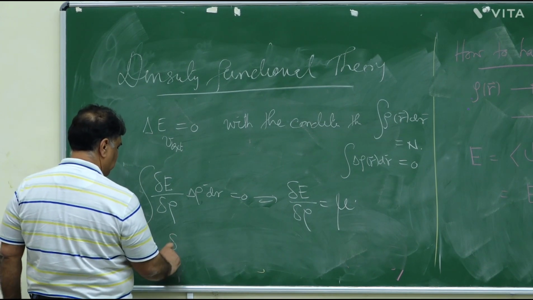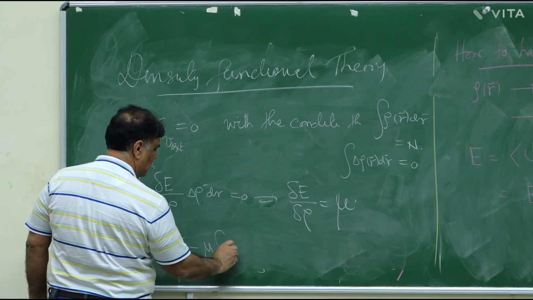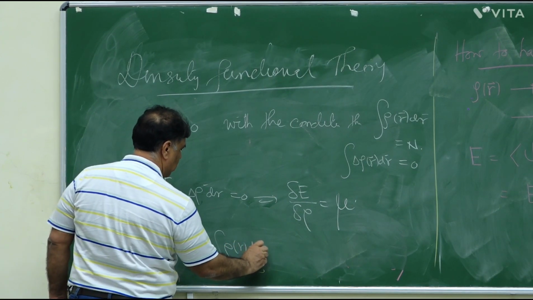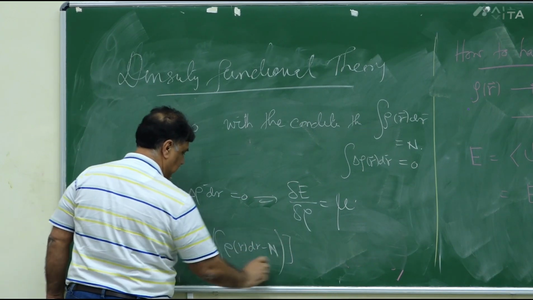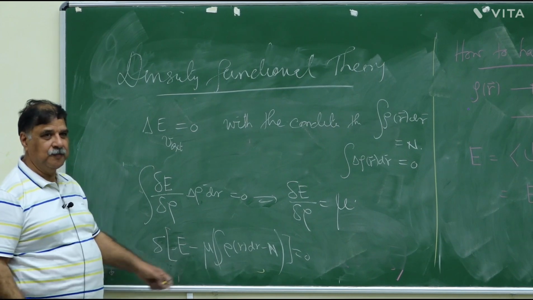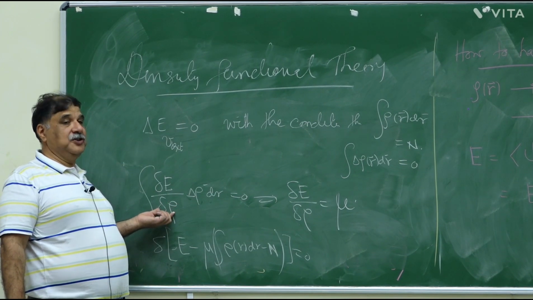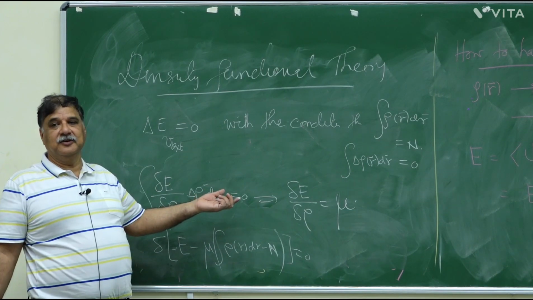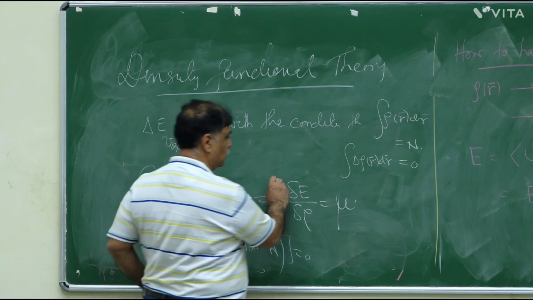What you do is, you do delta of E minus mu times integral rho(r) dr minus n, put a Lagrange multiplier here, and make it very easy. Both are the same thing. Either I can say, if I put a constraint, I can have it not 0, but a constant. Even then, the variation is 0. Okay? So that's the condition. This is equation number 1.